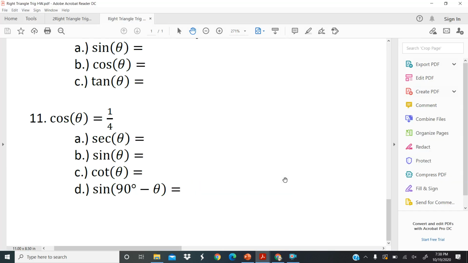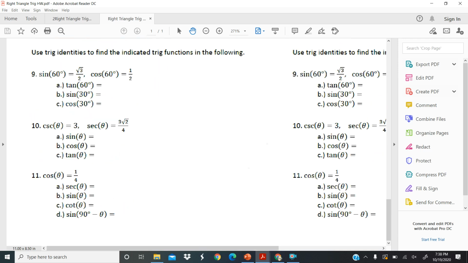So then a time that you can use that is when you have something like number 11D on your homework, where we have the cosine of theta equals 1/4, and we're trying to find some of the other information about it. So for example, the secant would be 1 over the cosine, or the reciprocal, and stuff like that. So I'm not going to give too much away about this.